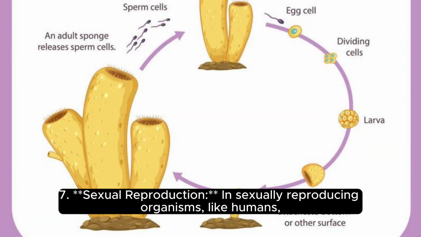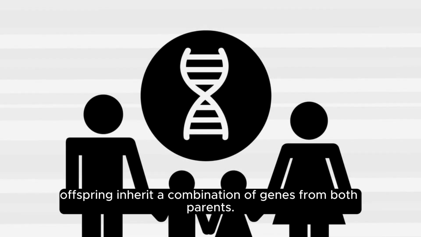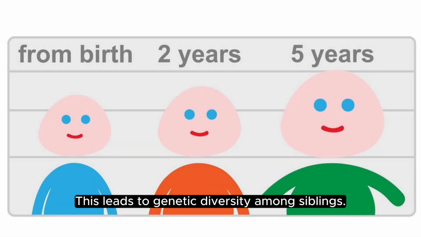7. Sexual reproduction. In sexually reproducing organisms, like humans, offspring inherit a combination of genes from both parents. This leads to genetic diversity among siblings.